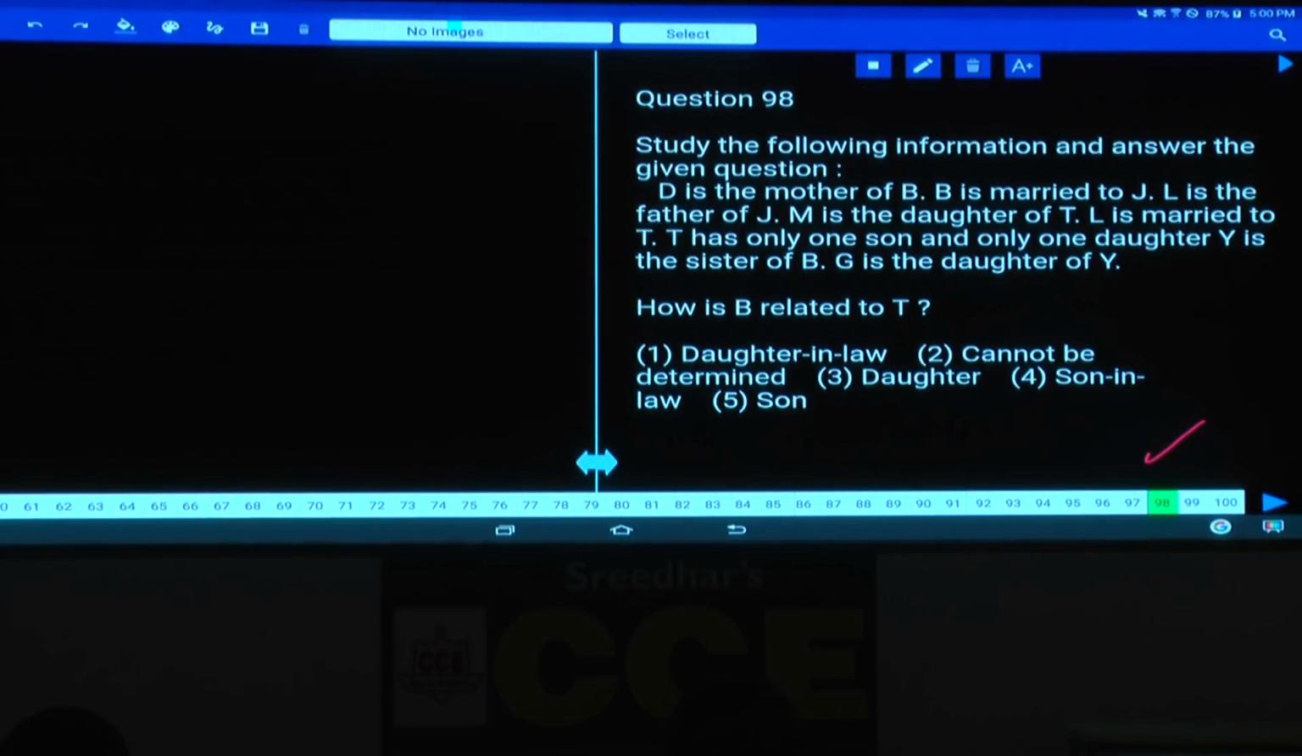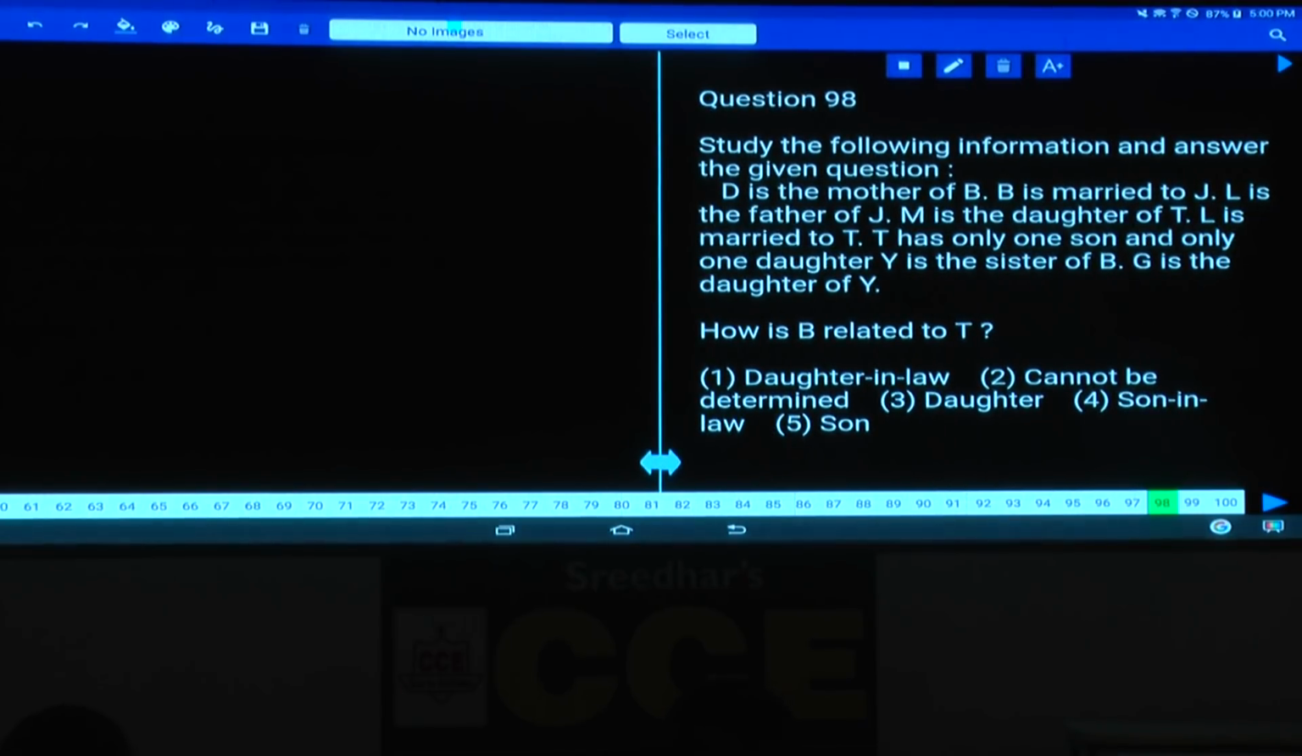Then coming to 98 to 100. Now in this 98 to 100, D is the mother of B. B is married to J. And L is the father of J. M is the daughter of T. L is married to T.